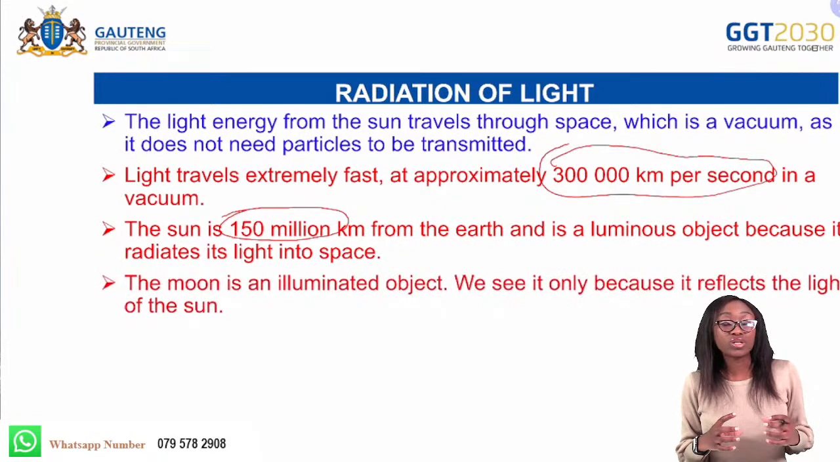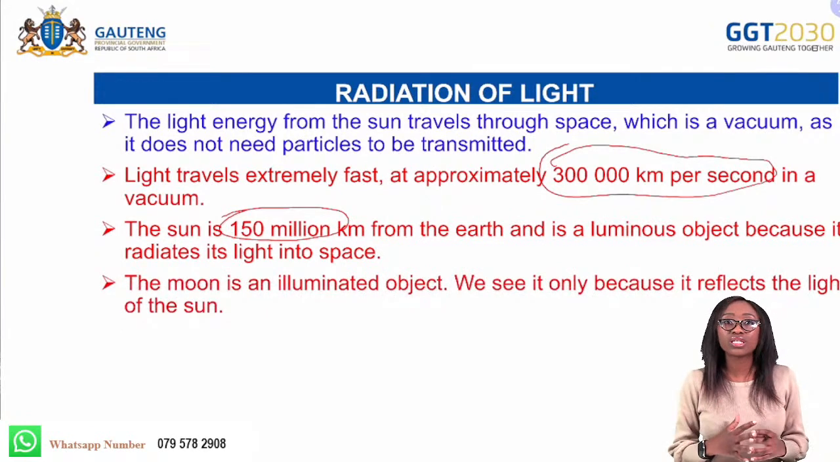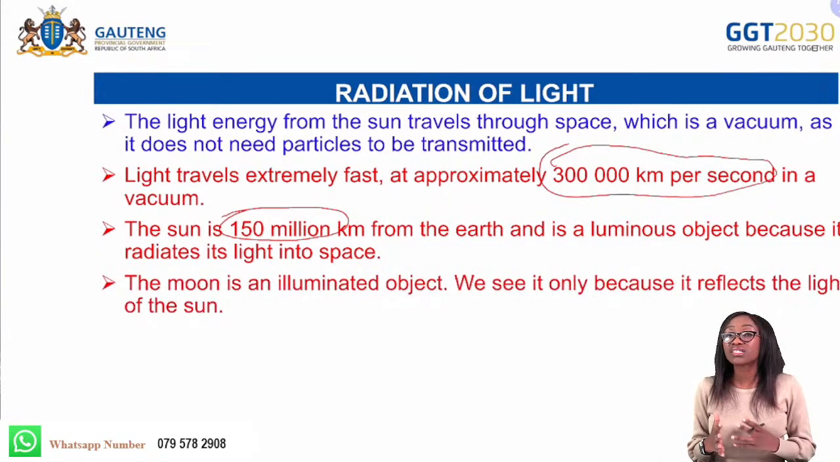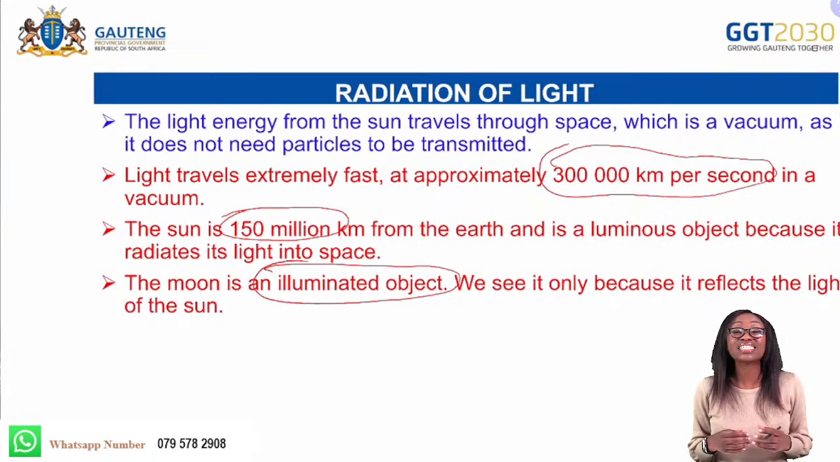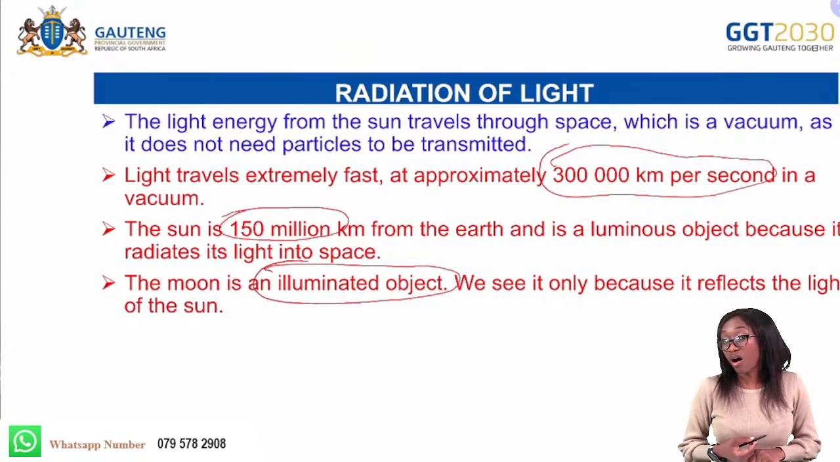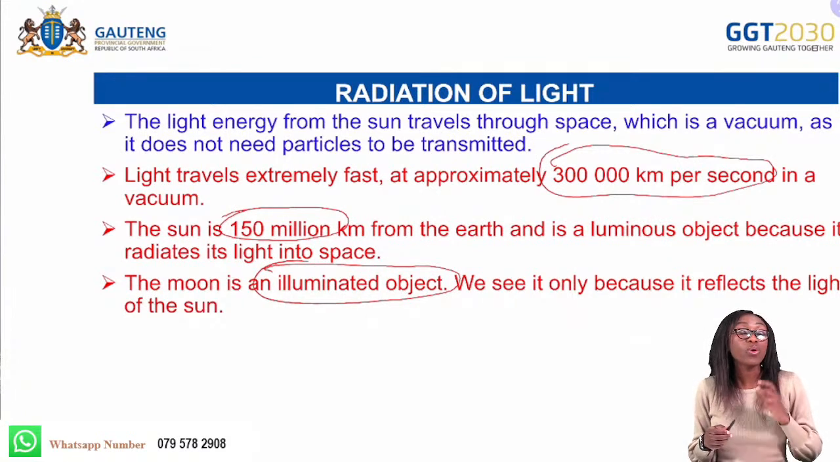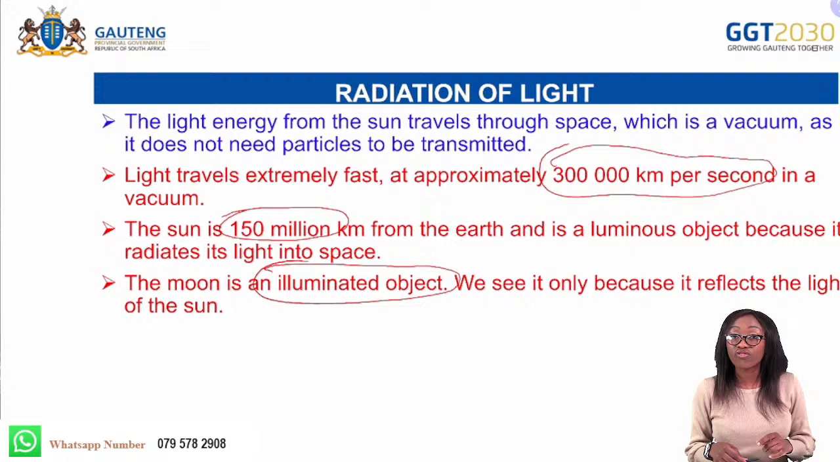Now, let's talk about the moon. Now that we've spoken about the sun, we see it during the day, it shines on us, it helps us see our way and see different objects. But what about the moon? The moon is not a luminous object, rather it is an illuminated object. We only see it because it reflects the light of the sun. So when you're seeing the moon tonight, if there's a full moon or a half moon, just remember that the moon is an illuminated object. We are only able to see it because it reflects the light of the sun.